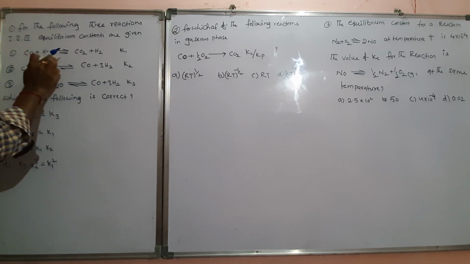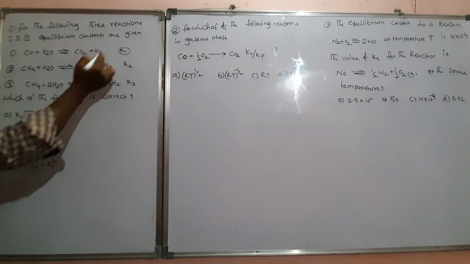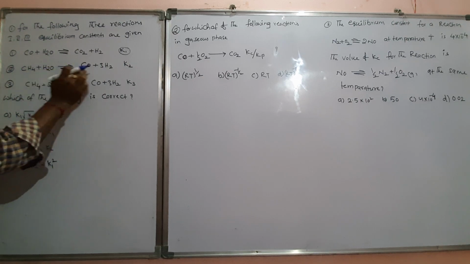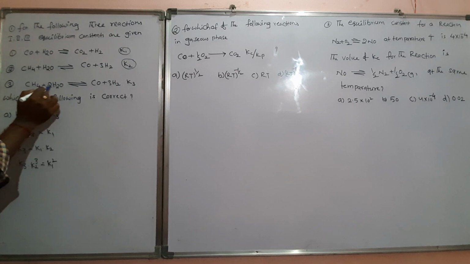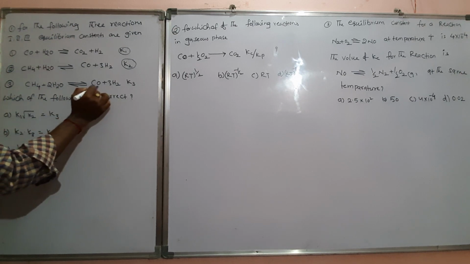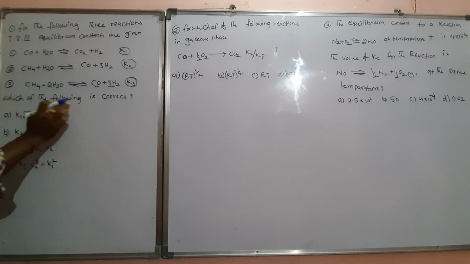CO plus H2O gives CO2 plus H2, its equilibrium constant is K1. CH4 plus H2O gives CO plus 3H2, its equilibrium constant is K2. CH4 plus 2H2O gives CO2 plus 4H2, its equilibrium constant is K3. Which of the following is correct with respect to these reactions?